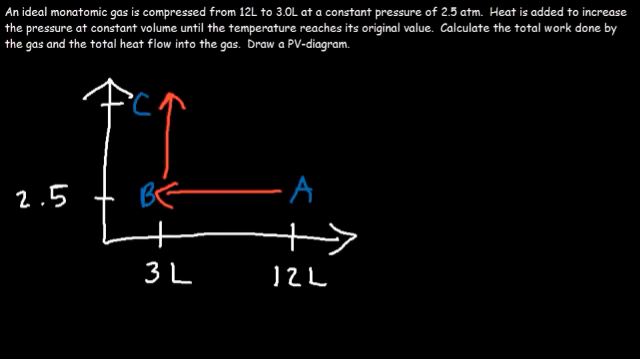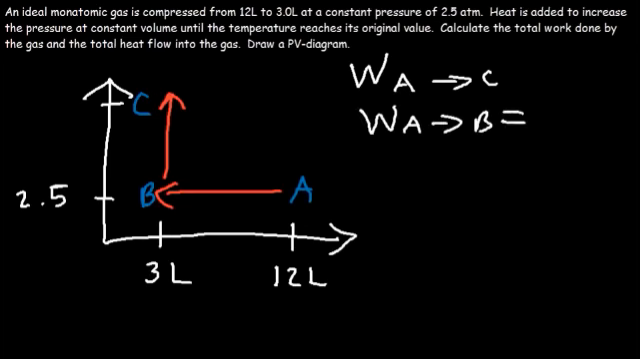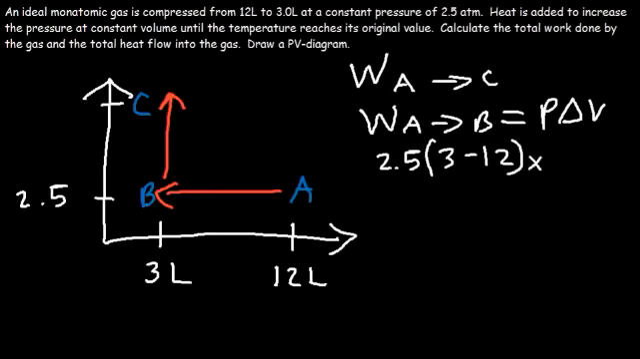Well, we need to calculate the work done as we travel from position A to position C. So let's find it from A to B. So that's an isobaric process, so we can use the equation P delta V. The pressure is 2.5 atm, and the change in volume, the final minus initial, that's 3 minus 12. And then we need to multiply it by 101.3 to convert it to joules.